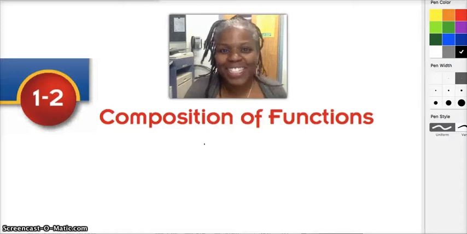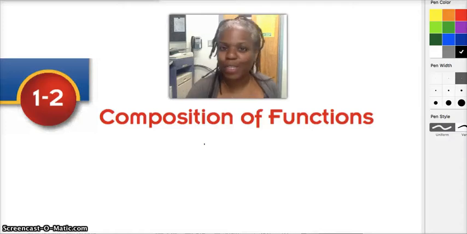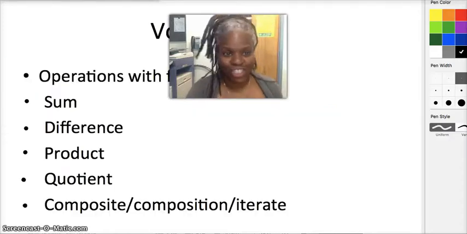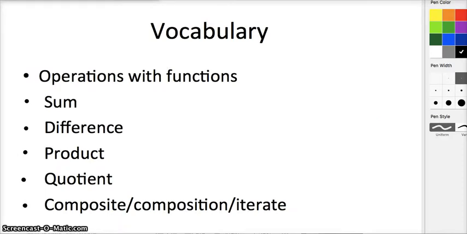Hey pre-calculus friends, here we are in section 1-2. We're going to be talking about composition of functions. So looking at our vocabulary today, we don't have quite as extensive vocabulary as our last section, but this is going to take us some time. We're going to do our very best and we're going to do what we can.